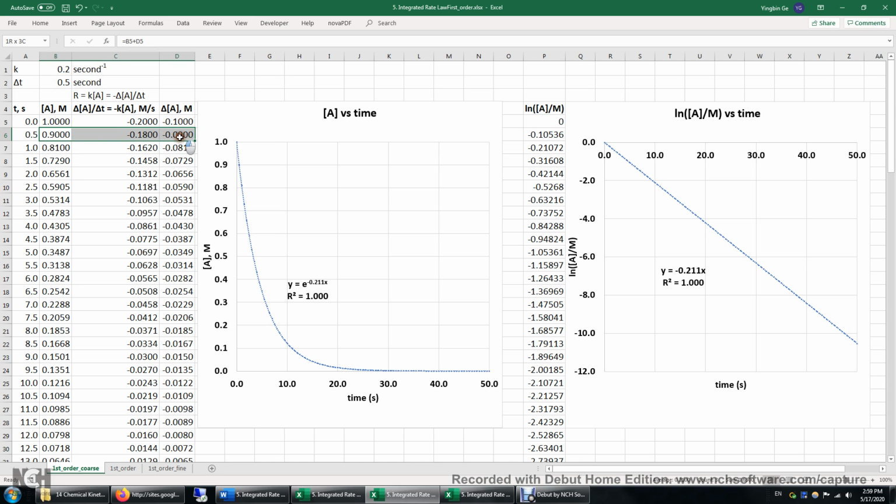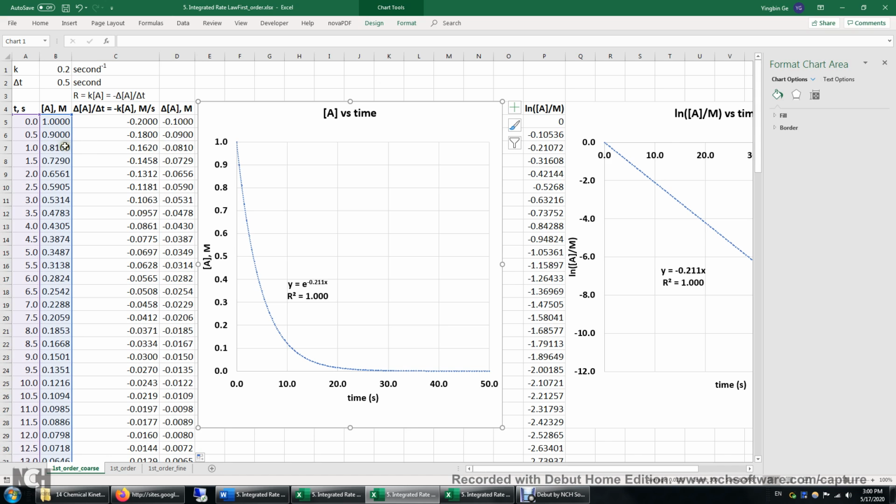All right, so we're not done yet. We have only 2 rows of data. But if you select this second row, you see this fill square here. I'm going to just double click this square. It's going to fill all the way down. And then we can just make a graph here. So this is the graph of how the concentration of A changes with time. So we have A here, we have time here.